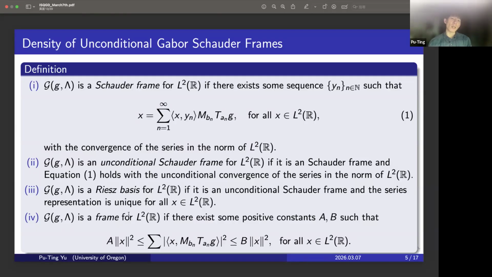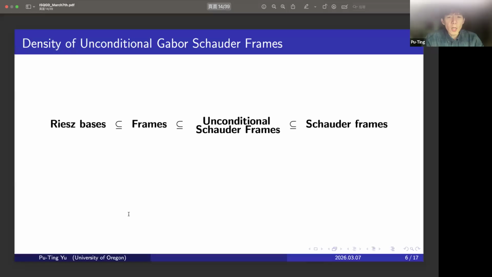So one reason I like to talk about these four notions together is that we have some sort of hierarchical structure in terms of the inclusion relationship between these four families. So based on our definitions, Riesz bases are part of frames, and frames are part of unconditional Schauder frames, and unconditional Schauder frames are part of Schauder frames. So now I can refine my question a little bit.